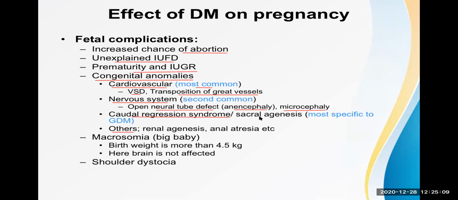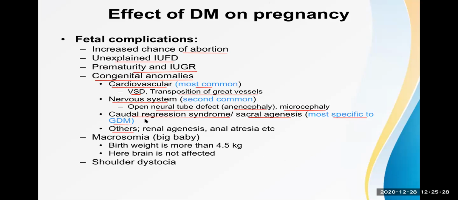Caudal regression syndrome, also known as sacral agenesis, is very specific to gestational diabetes mellitus. That means the lower part of the body is not properly formed. Okay, the lower part of the body is not properly formed. This is called caudal regression syndrome.